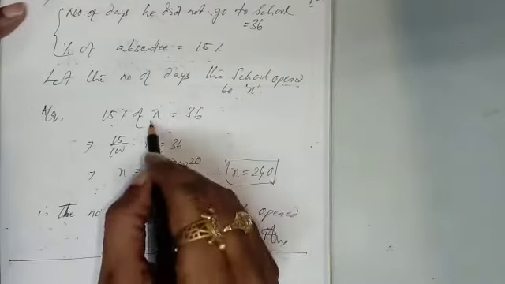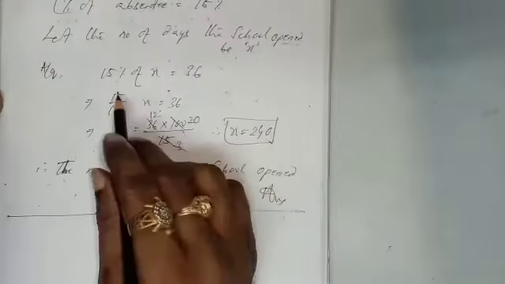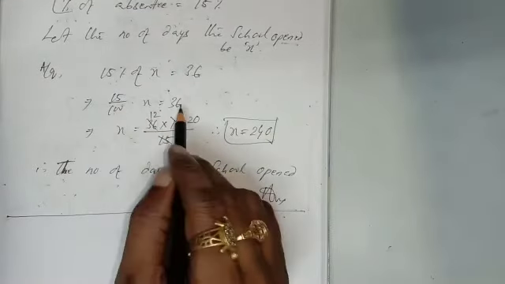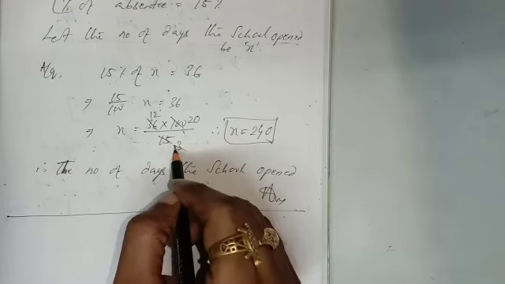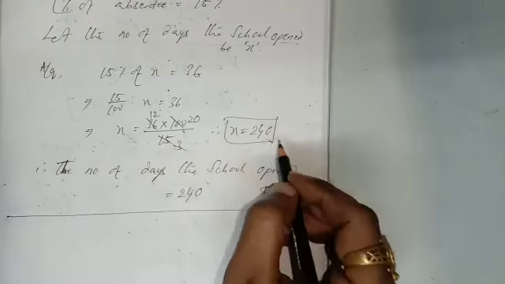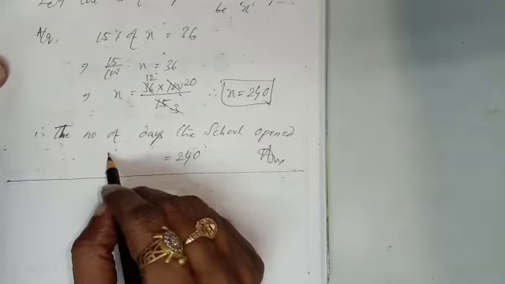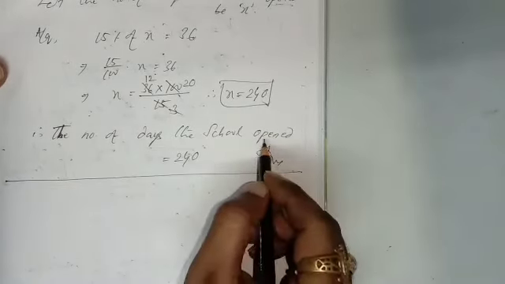So 15% of x equal to 36. 15% means 15 by 100 into x equal to 36. From here you will get x is equal to 36 into 100 by 15. In this way you are getting 240. Therefore the total number of days the school was open is equal to 240.